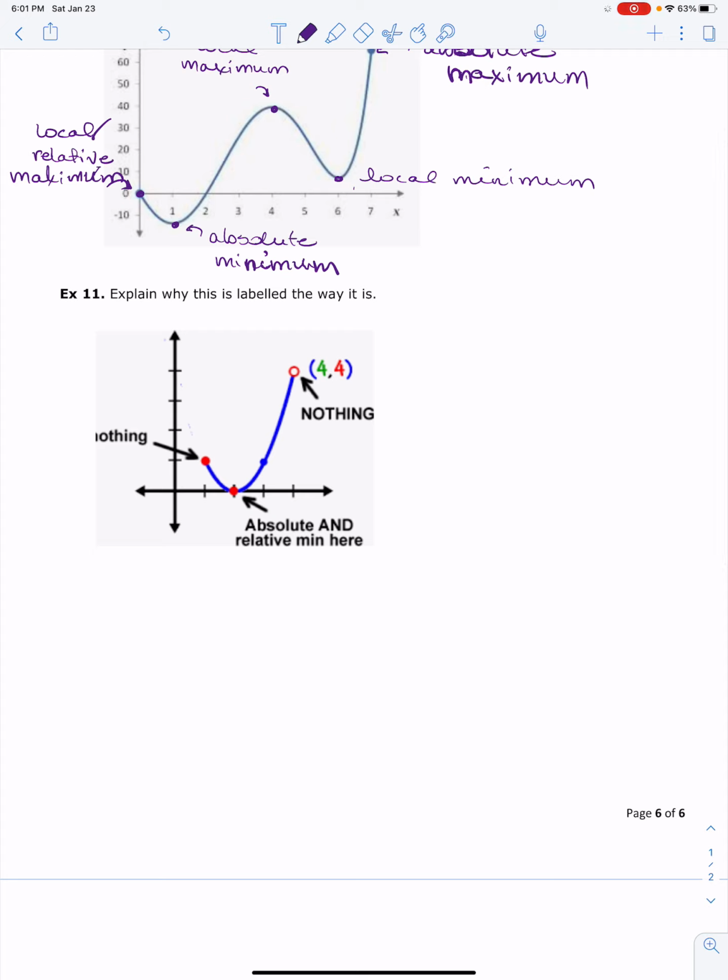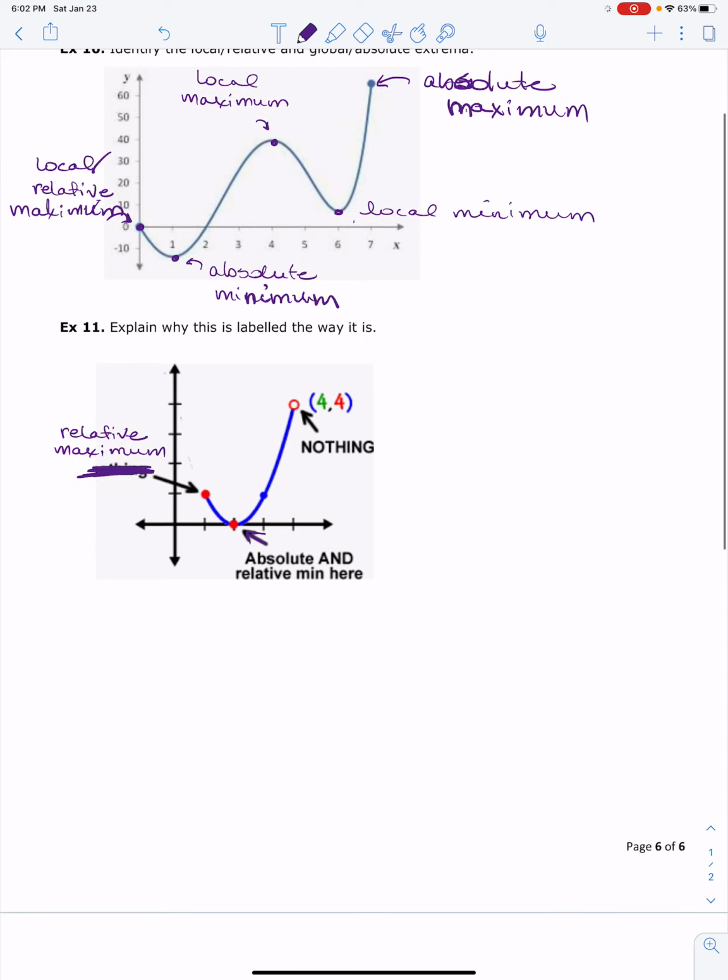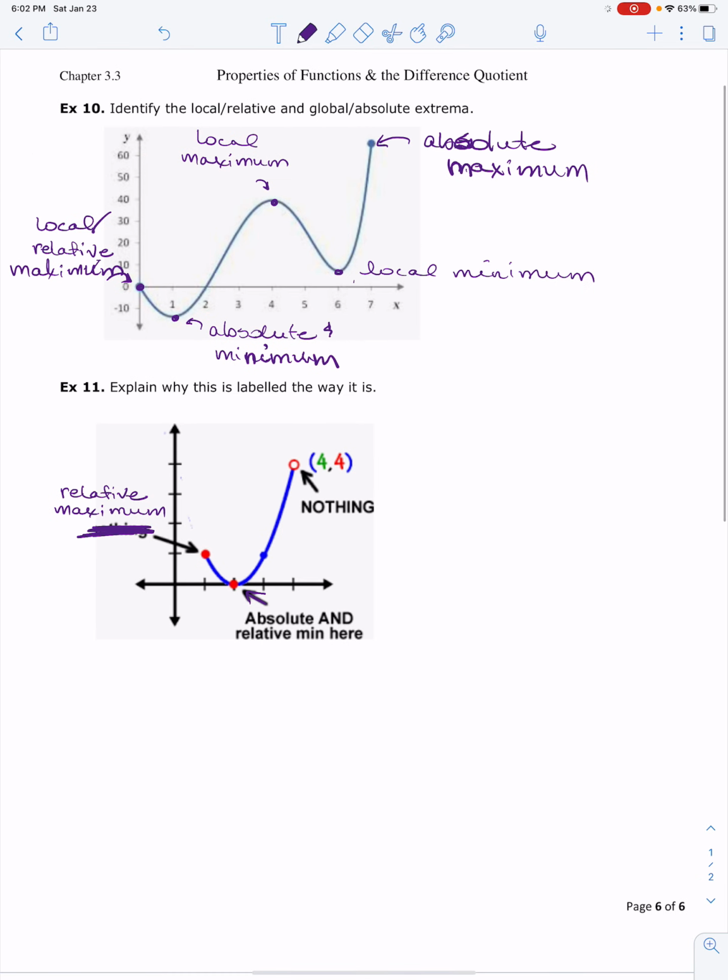So 11, and here's where I'm going to disagree. This we're going to call a relative maximum. It is not the largest value, but it is larger than anything in the function close to it. Right here, we've got an absolute and relative minimum. So up above on 10, we could also say this is a relative minimum. It is smaller than everything around it.